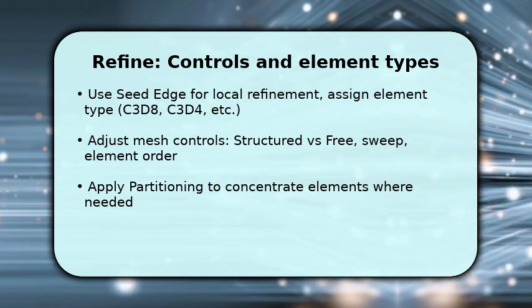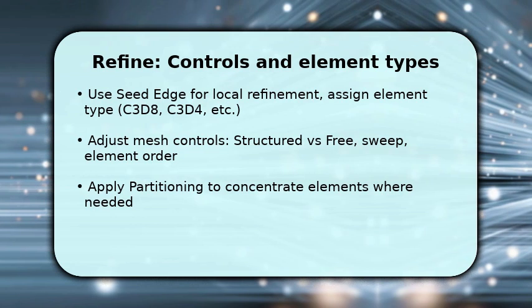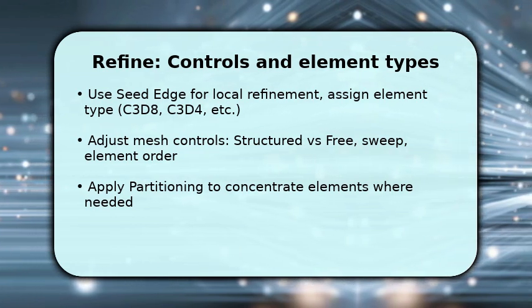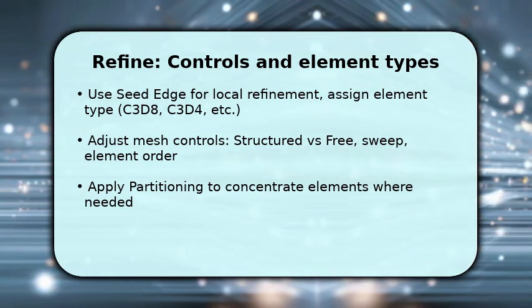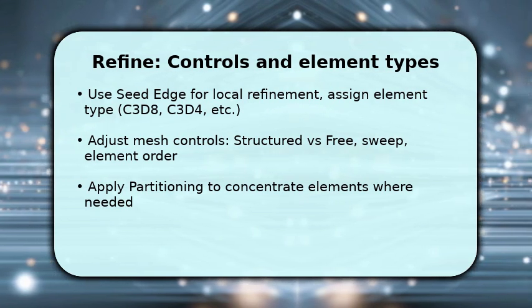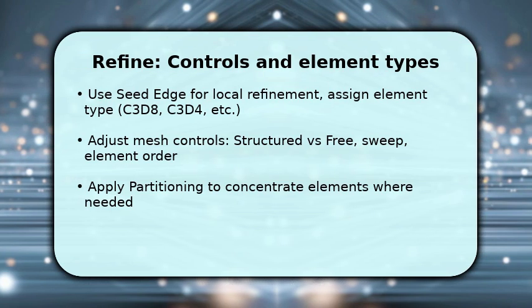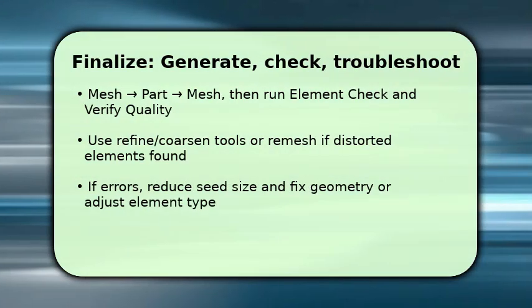If necessary, partition the part to isolate areas needing finer resolution. Partitions let you apply different seeds and controls. This approach balances accuracy with compute cost so you get quality results without excessive elements. Finish by generating the mesh and running the element check to confirm quality metrics like skewness and aspect ratio.